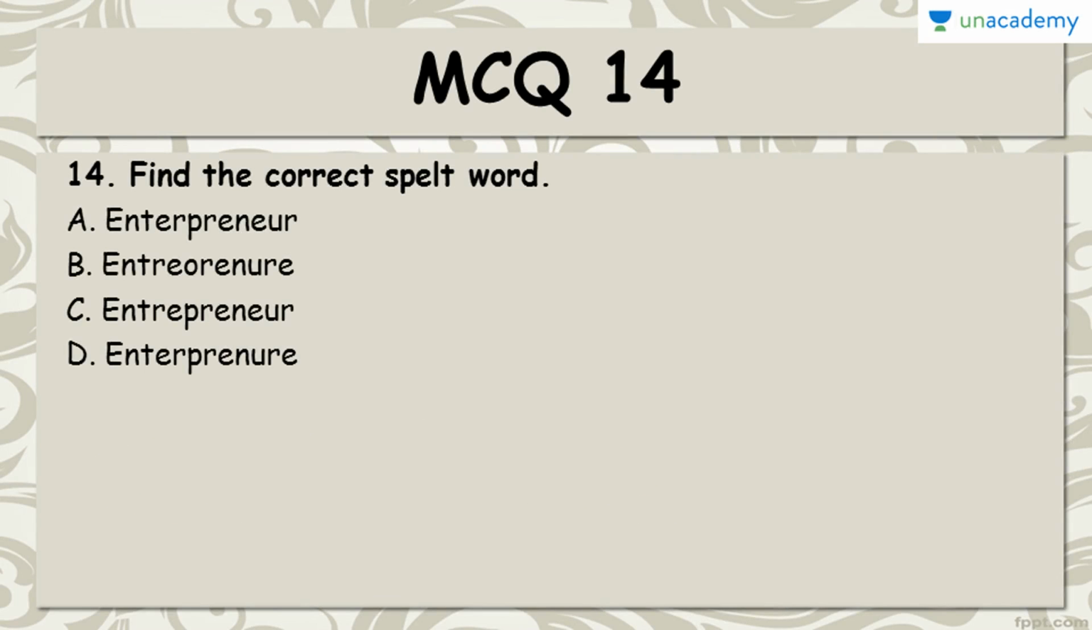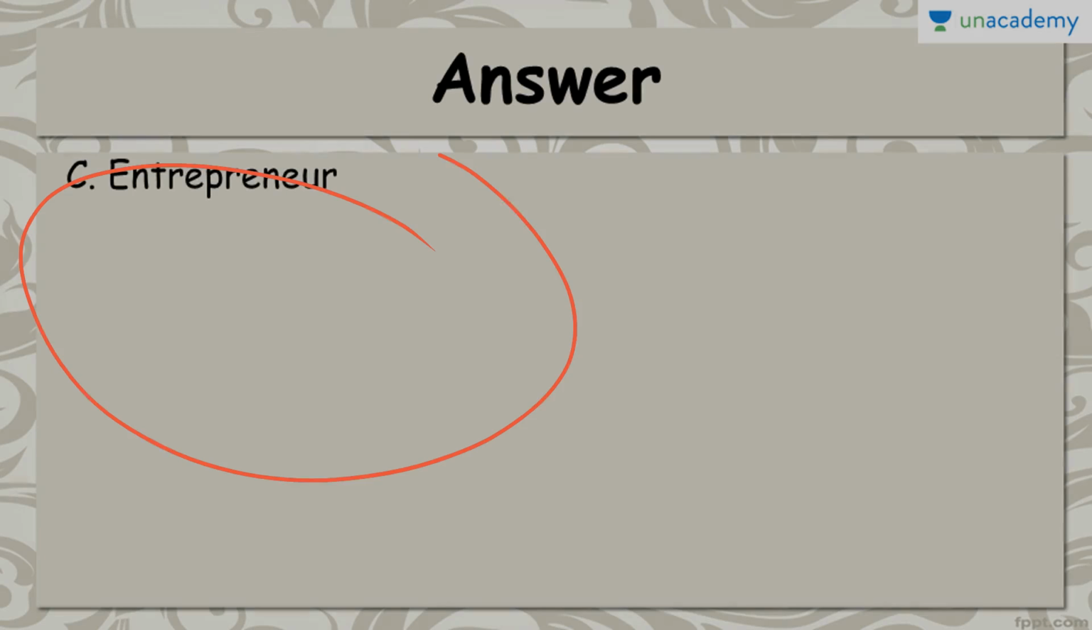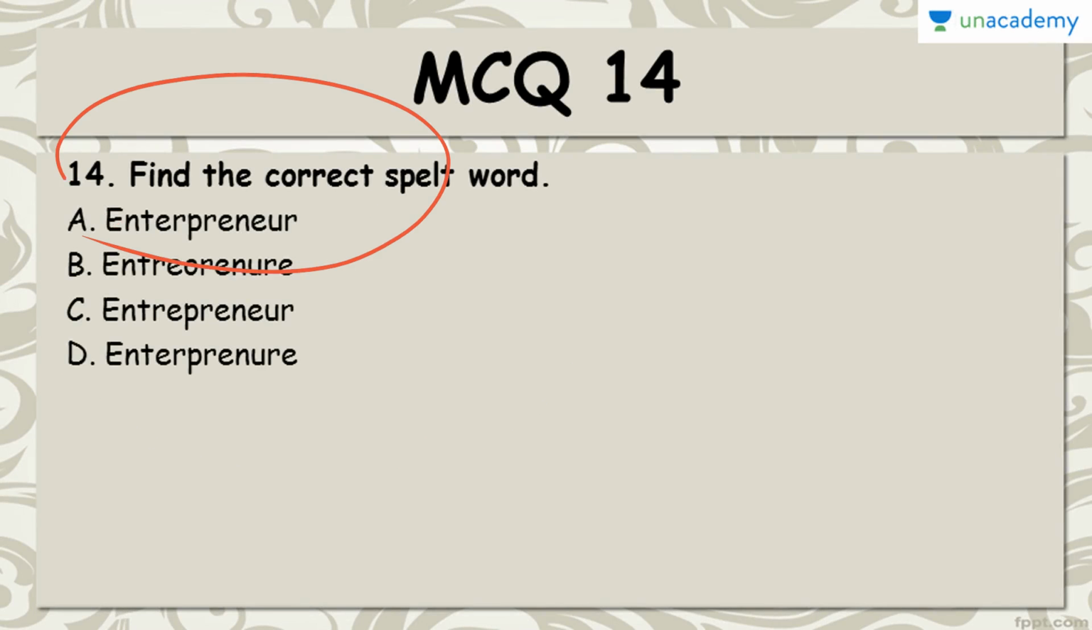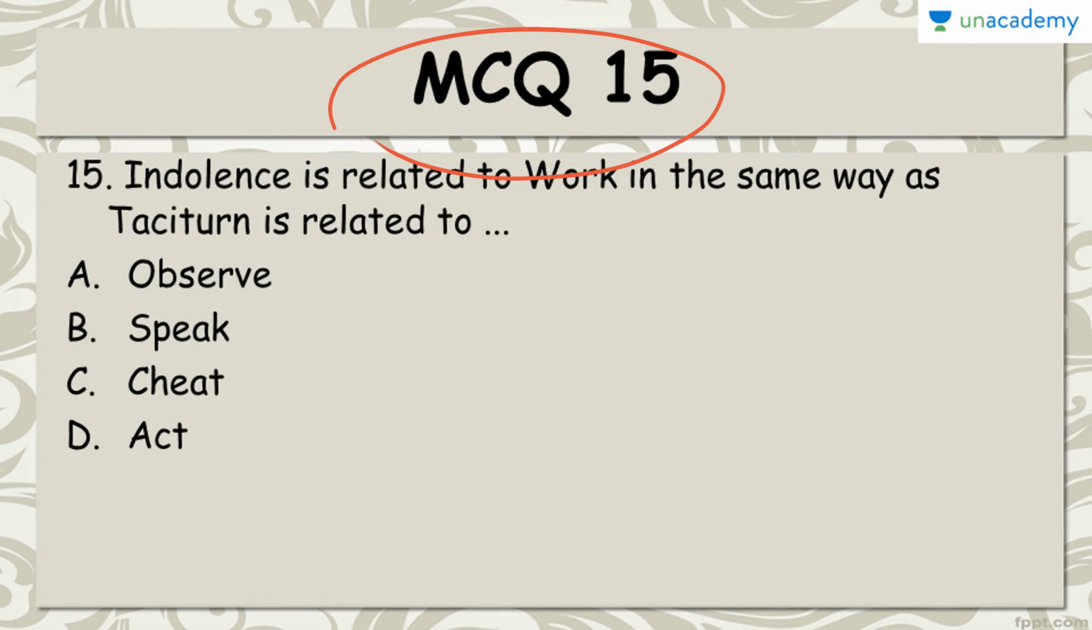Coming to MCQ 14, you have to find the correctly spelled word. Which out of these four is correctly spelled? Mark it, and the right answer is option C, entrepreneur. An entrepreneur is the one who is a decision-making body who starts a business and makes major decisions. That is an entrepreneur.